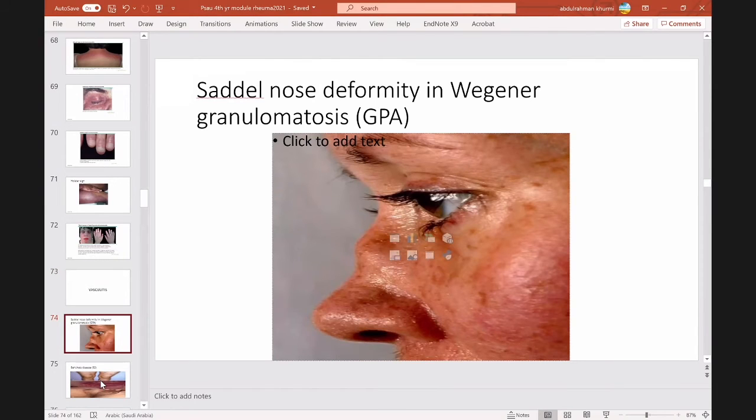This is one of them, which is called Wegener granulomatosis, or our other name is granulomatosis with polyangiitis, causing systemic disease in patients who are presenting with recurrent sinusitis, nasal septal deformity, as you can see here, and it does affect small blood vessels. It can cause also pulmonary hemorrhage.